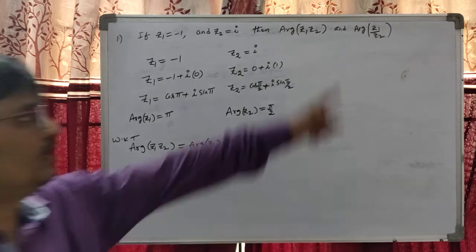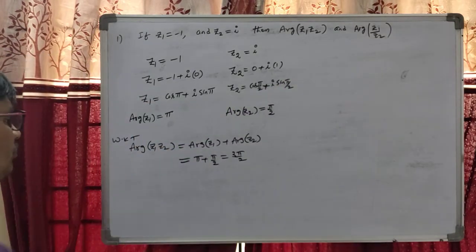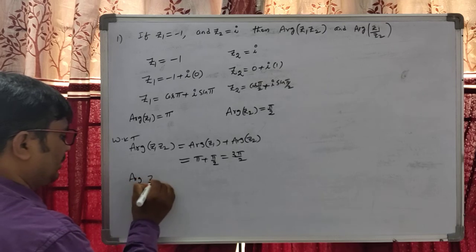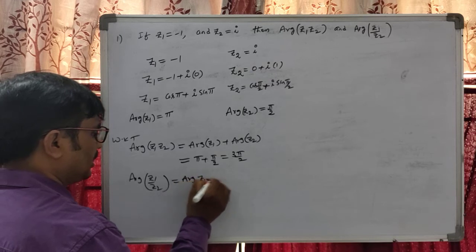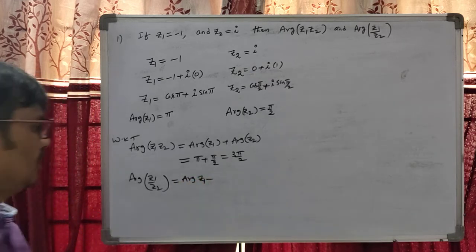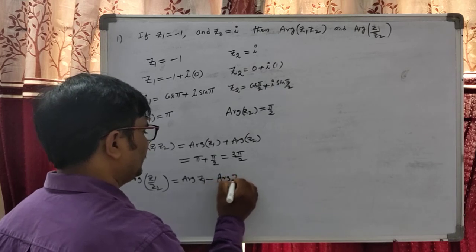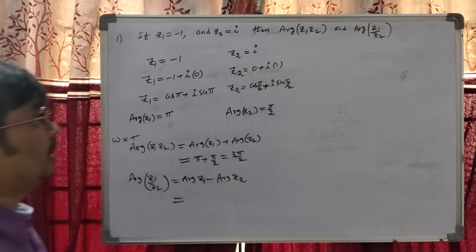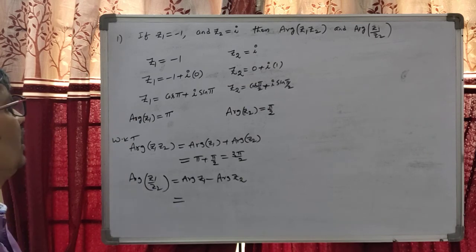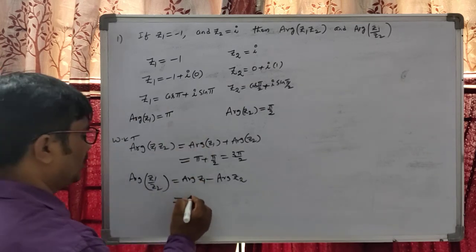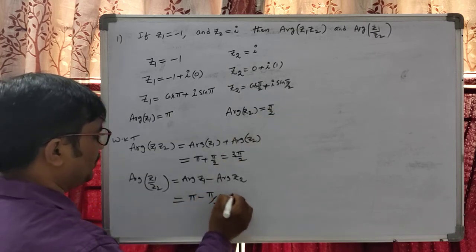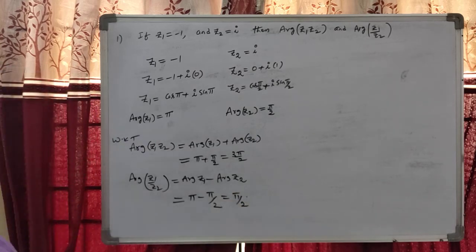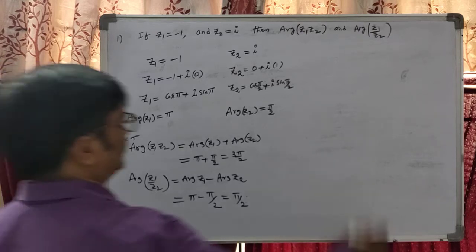After that, students, the second question is the argument of Z1 by Z2. We know that it is the argument of Z1 minus the argument of Z2. The argument of Z1 is pi, and the argument of Z2 is pi by 2. Pi minus pi by 2 is pi by 2. So this is the first question.